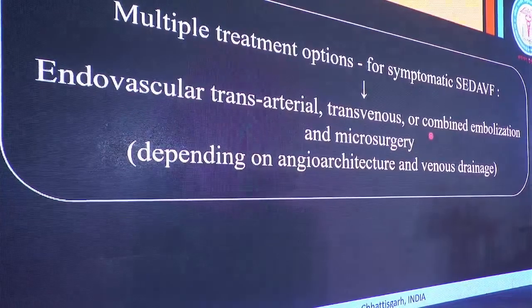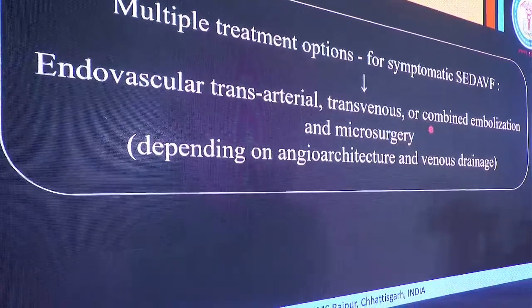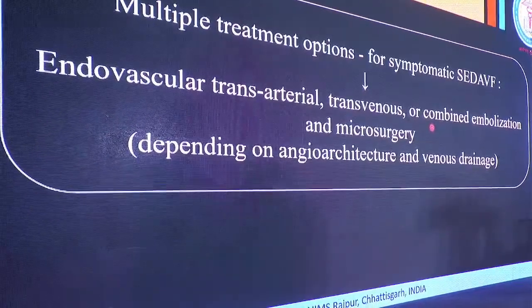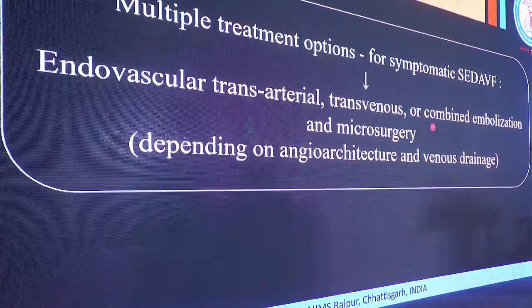But the DSA is the gold standard, so anyways if we are suspecting a spinal vascular malformation, we have to go for a catheter angiography or a diagnostic DSA, which can tell about the angioarchitecture of the lesion as well as the drainage pattern of the lesion, and we can plan our treatment protocol accordingly. So treatment options can be many, the endovascular route or the microsurgery. Endovascular options can be transarterial approach or transvenous approach or a combined approach.